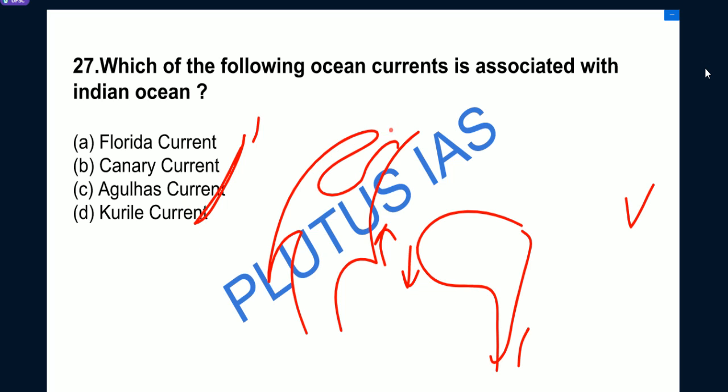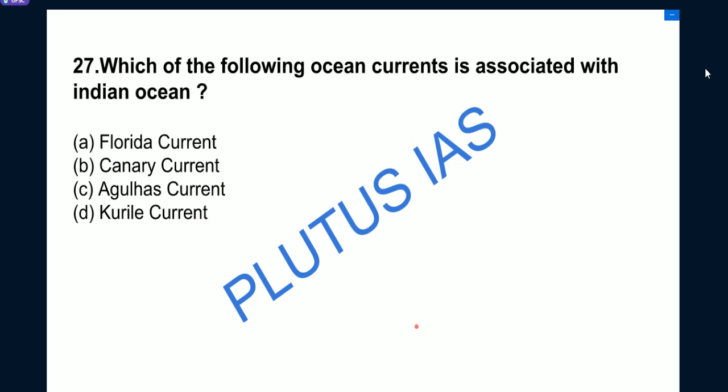So the question is, which current is in the Indian Ocean? So this is Indian Ocean, and this is Indian Ocean. So answer is Agulhas current. Agulhas current is the correct answer to this question.